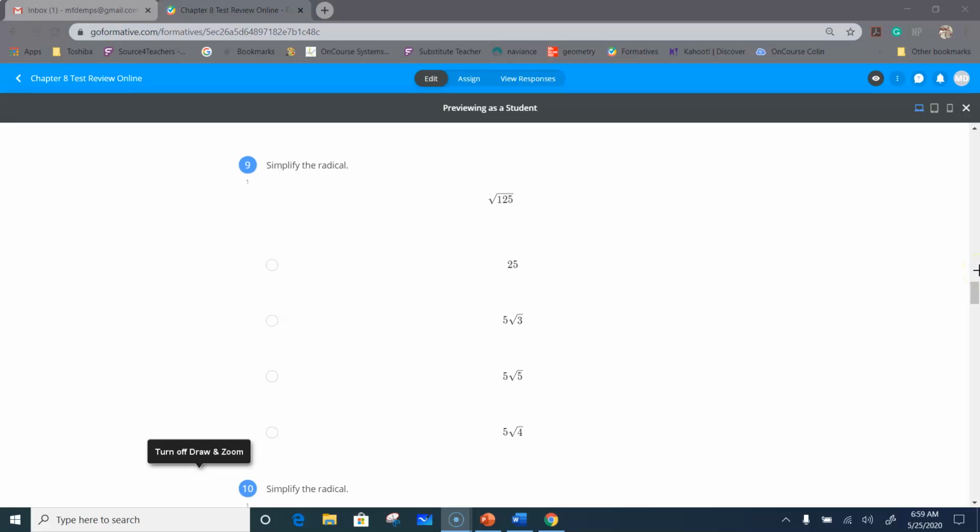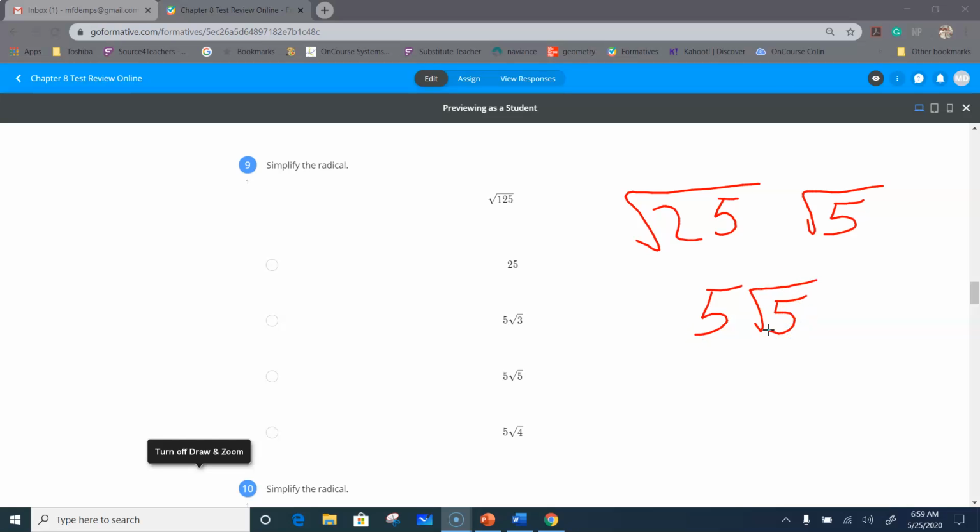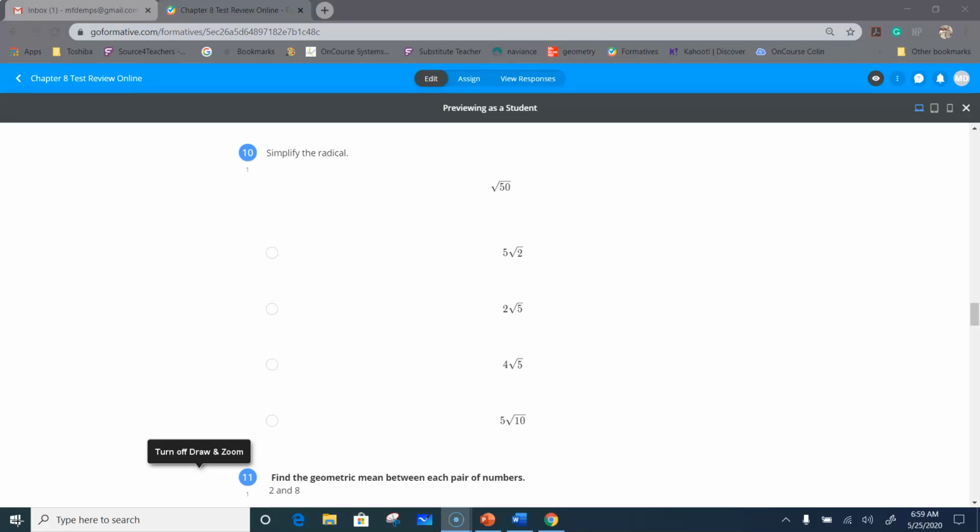This should be an easy one for us to spot. 25 into 125. So 25 times 5 gives us 125. And that will just be 5 square root of 5. Another easy one to spot, in my opinion, are the 25s. We've got another one here. So this would just be 5 square root of 2.